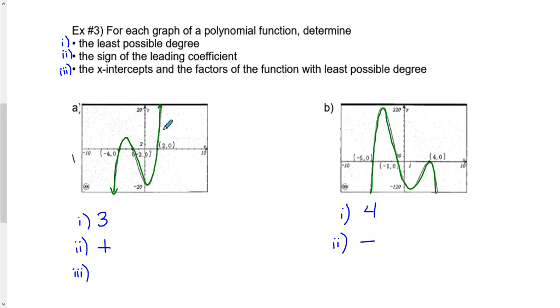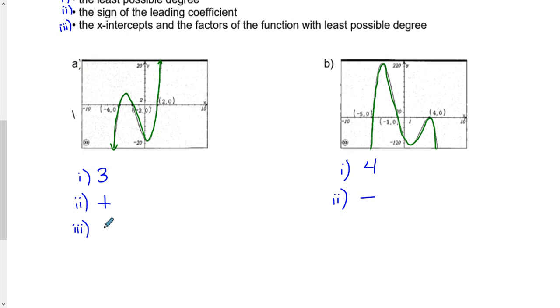We can actually read specifically what our x-intercepts are because they're labeled. Our x-intercept here is -4. This one is -2. This one's +2. This one is -5. This one's -1. And this one's +4. Which means we actually have some factors. Because our x-intercepts are -4, -2, and 2, its factors would have to be x add 4, x add 2, and x subtract 2.